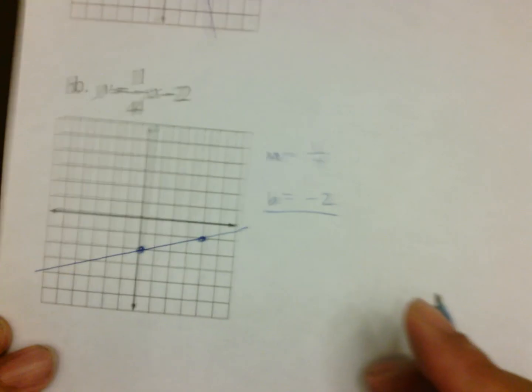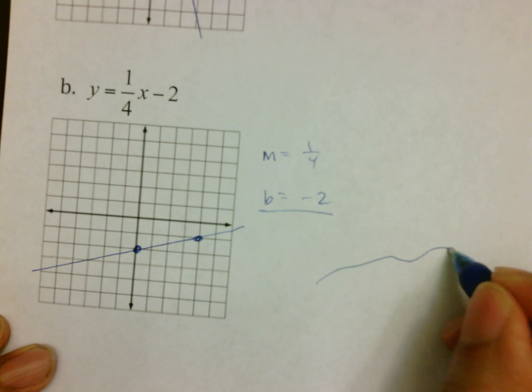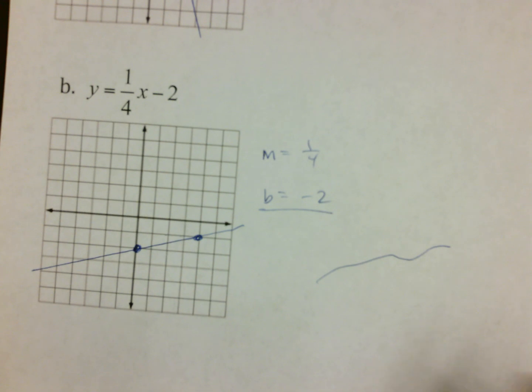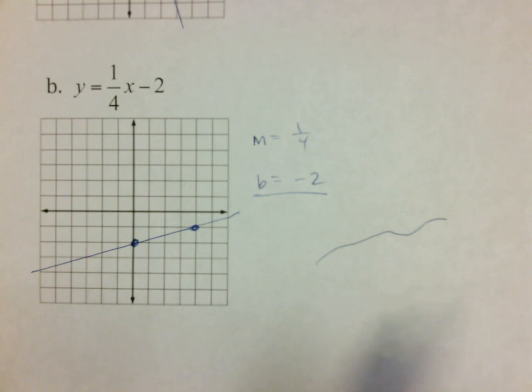Just don't make your line look like that, because that's really not a good line. I don't know what that is, but that's definitely not a line. Anyway, just make sure you at least have a straight enough line that I can see the representation of it. But if you use a straight edge, great.